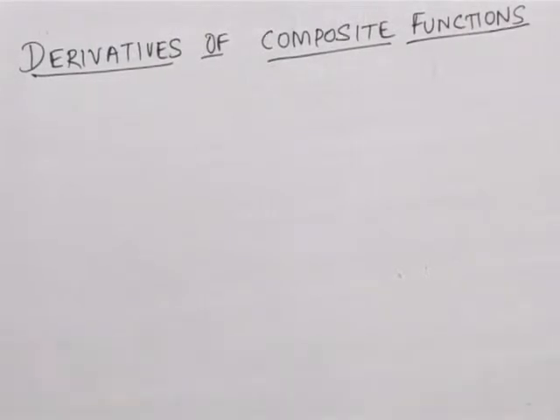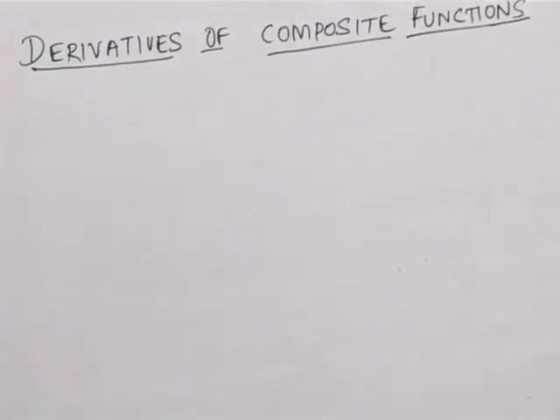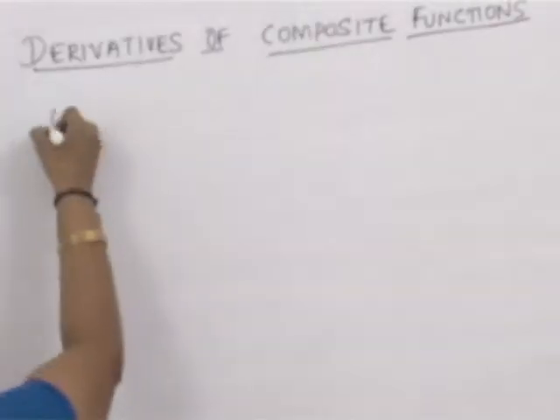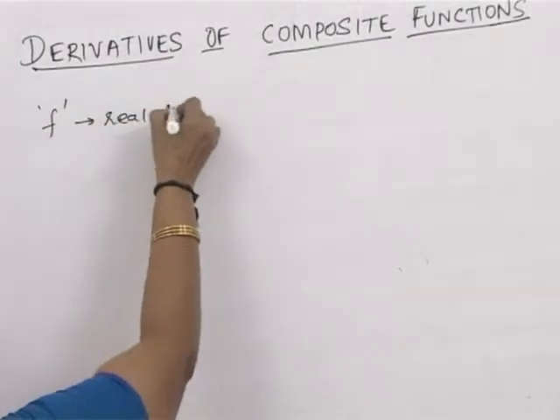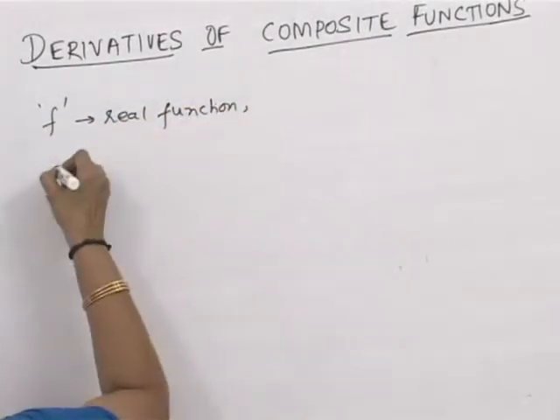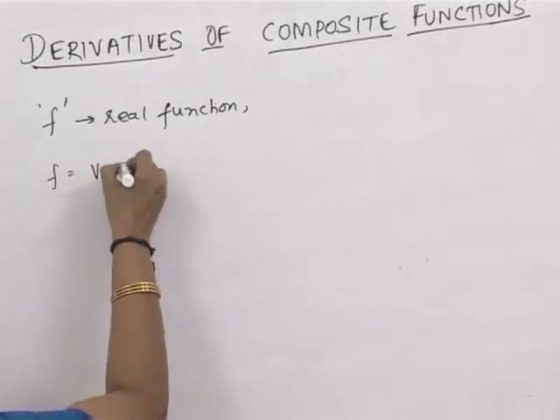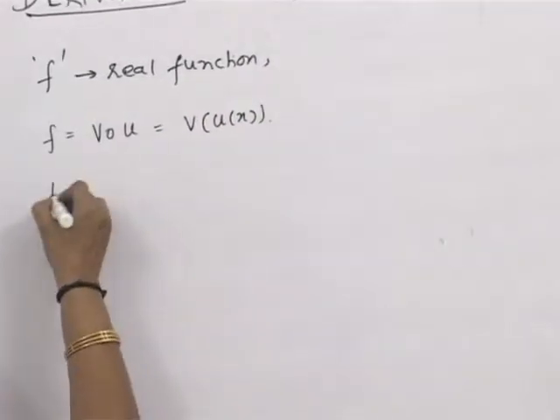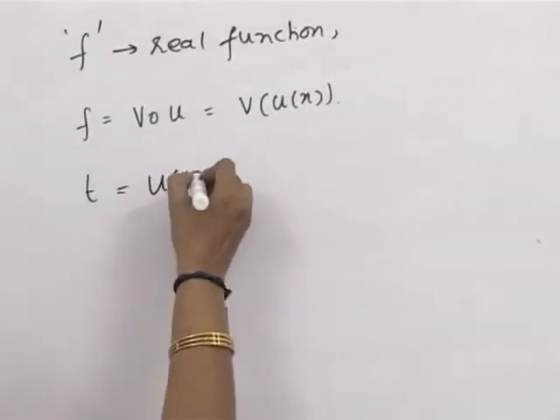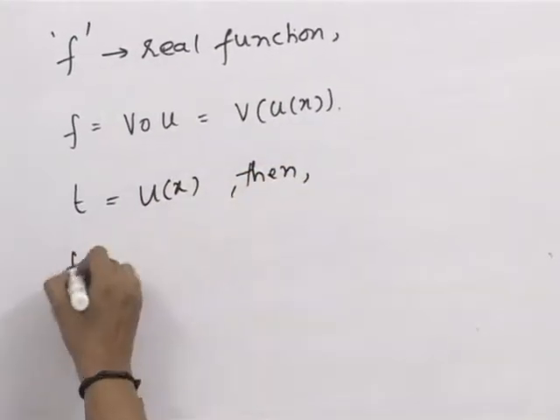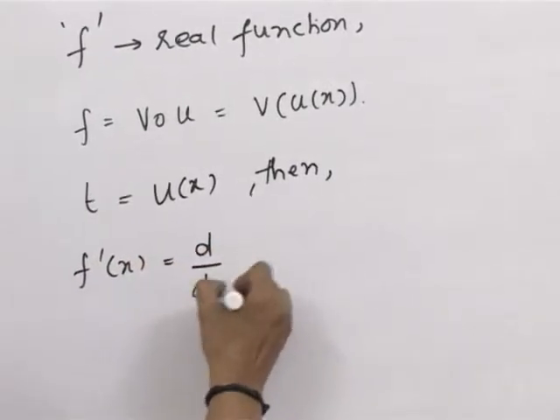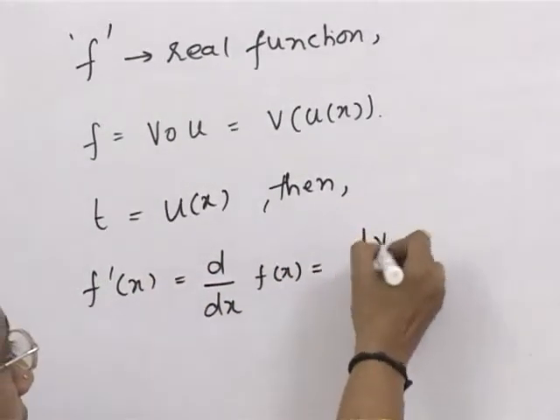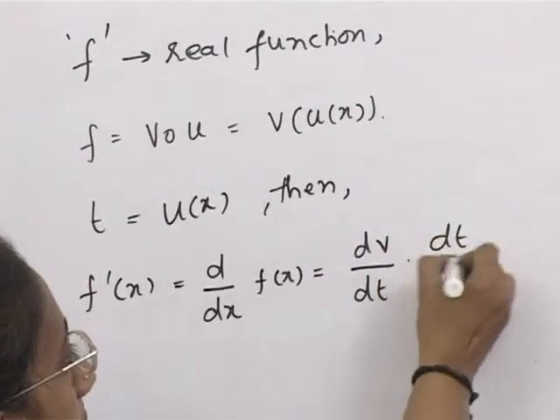Now we will discuss derivatives of composite functions, by way of which we will be deriving something called the chain rule of differentiation of composite functions. Now if f is a real function, and suppose f is equal to v of u, that is, it is v of u of x. If we take t to be equal to u of x, then f dash of x, which is nothing but d by dx of f of x, will be given by dv by dt into dt by dx.